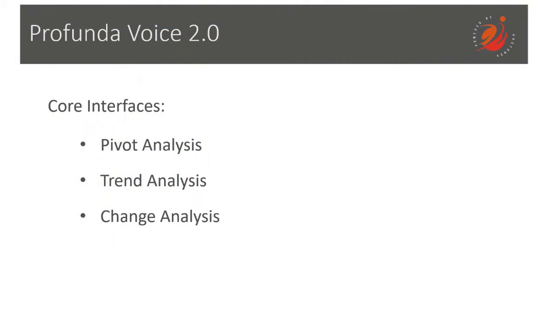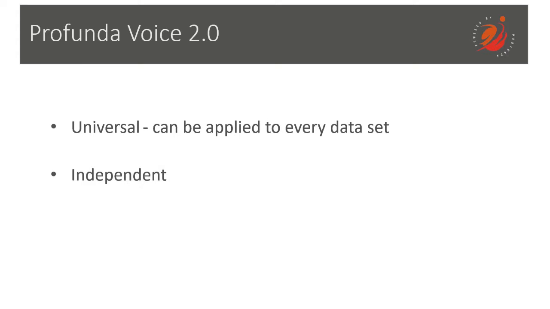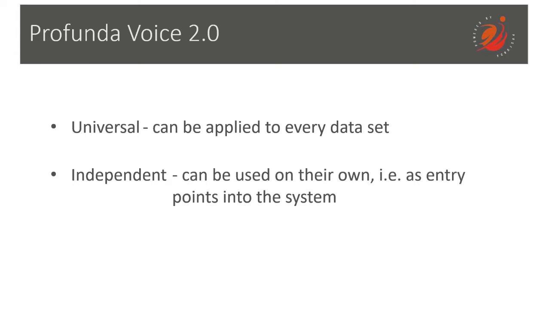In part one of this video series, I introduced you to three core interfaces: pivot analysis, trend analysis, and change analysis. Each of these interfaces was universal in that they can be applied to every data set, and they are also independent, which means they can be used on their own, i.e. as entry points into the system.